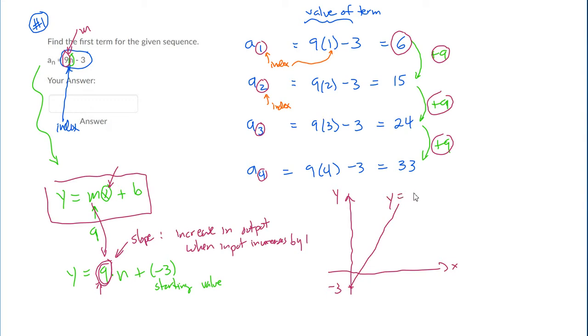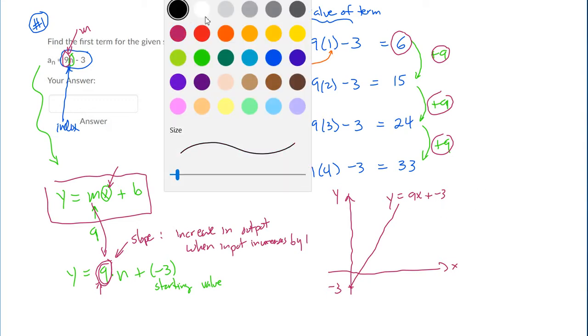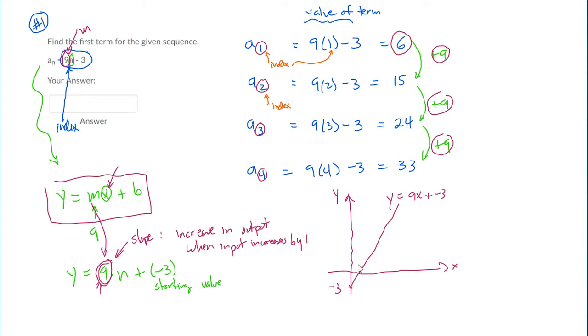Y equals 9x plus negative 3. Okay, what would the sequence look like if I graph it? If you graph the sequence, you're basically just plugging in whole numbers. So here's my n instead of x, and here's my a_n, the output instead of y. And we can plug in 1.